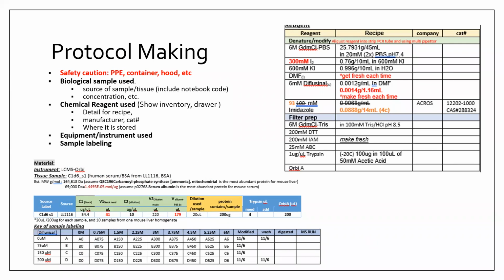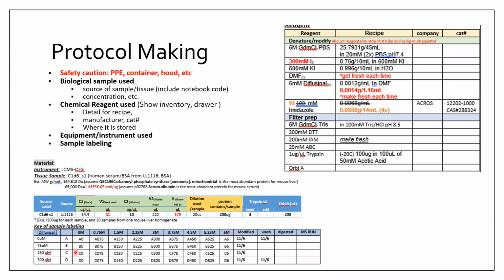It also has a key of sample labeling, because there's just not enough space to write all the details on the vial or the tube, so you simplify it. In this example, we have 4 treatments. Diflunisal is a drug, and we have different concentrations treated to the tissue source, and for each treatment we have different concentrations of guanidine. That is this row.